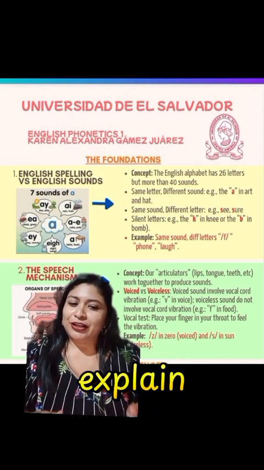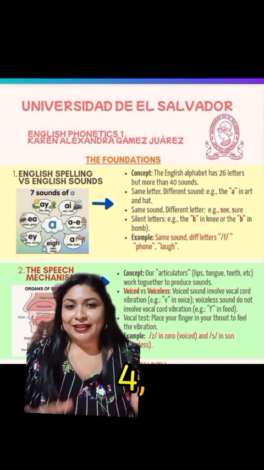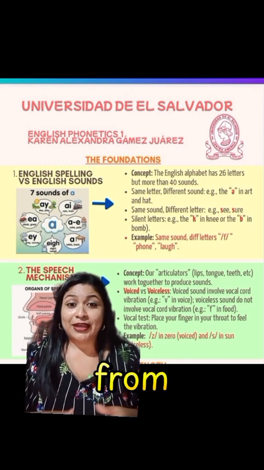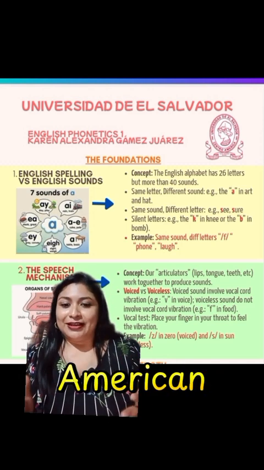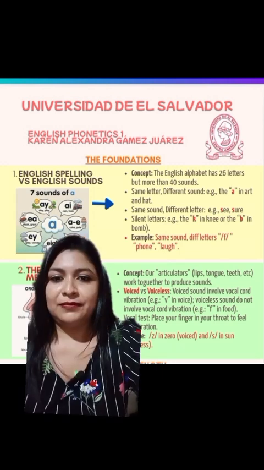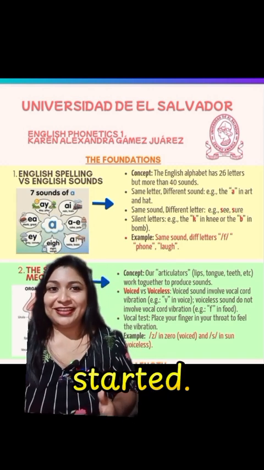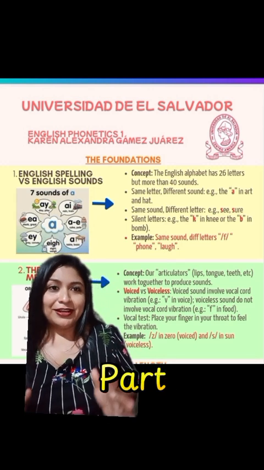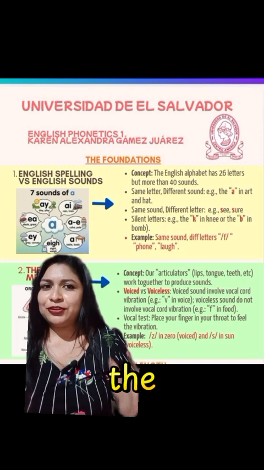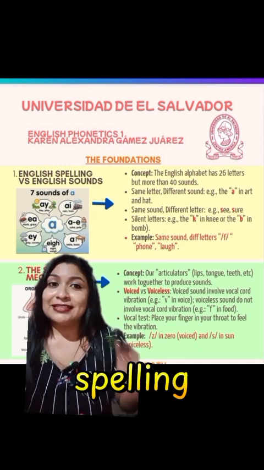Today I'm going to explain units 1 to 4, the basic concepts from the Pronouncing American English book. So let's get started. We are going to see part 1, spelling and sounds. Unit 1 is the spelling system.